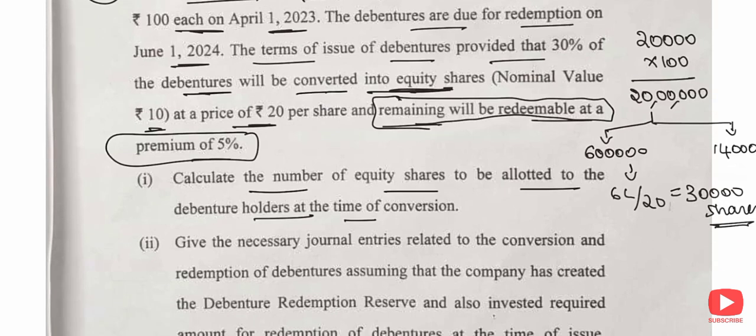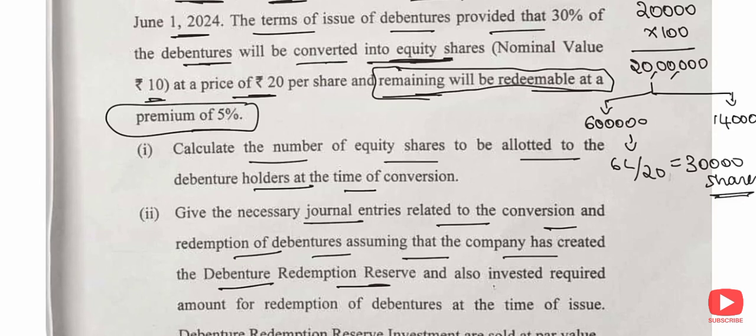Clear? Okay. Give necessary journal entries related to conversion and redemption of debentures, assuming that the company has created DRR. So what will be the DRR amount? 20 lakh into 10%, 2 lakh DRR. Okay, 20 lakh into 15%, 3 lakh is DRR investment. Now here they have also told that the required amount for redemption of debentures was invested at the time of issue. DRR investment is sold at par value.